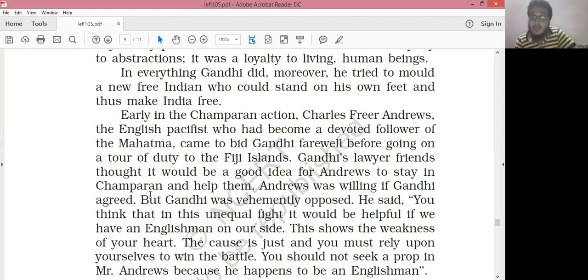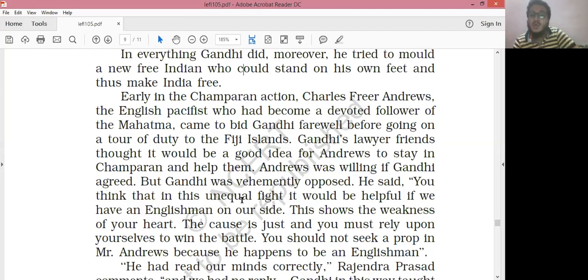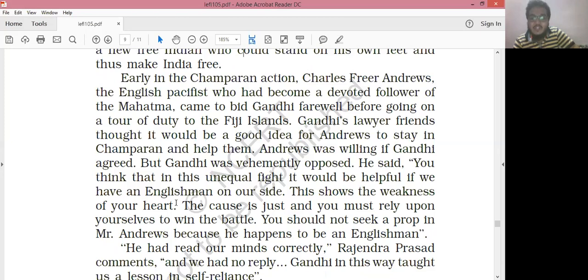But Gandhi was vehement. He was very aggressive and strictly opposed this. He said, "You think that in this unequal fight, it would be helpful if we have an Englishman on our side." This unequal fight means British against Indians. We are revolting against English people, and one Englishman would be in our team. "So this shows the weakness of our heart."